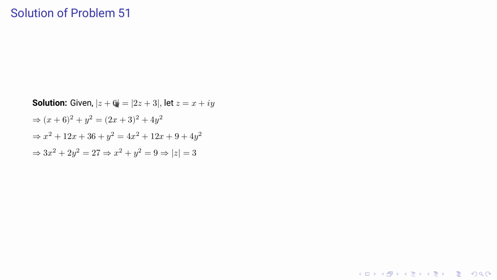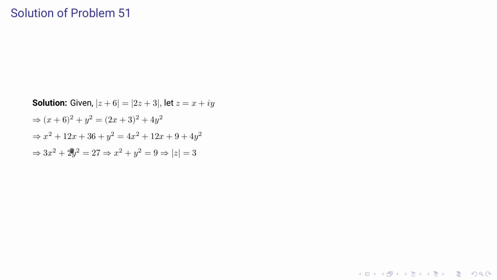So we square both sides. We get left hand side as (x plus 6) whole square plus y square is equal to (2x plus 3) whole square plus 4y square. Now it is straightforward to see that this will become x square plus 12x plus 36 plus y square, and right hand side will become 4x square plus 12x plus 9 plus 4y square. So this 12x will get cancelled. We bring x square and y square to right hand side.